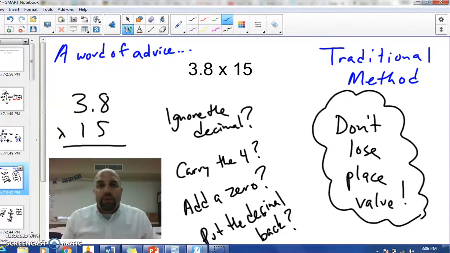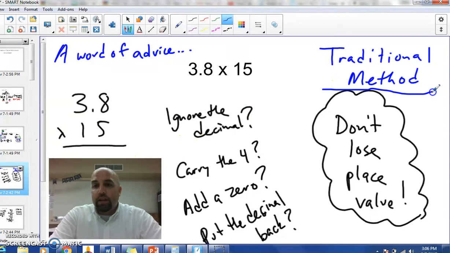Once all the multiplication was done, students said, well, now I'm going to put the decimal back. What? Put the decimal back where? What does that really mean? So my advice to you is this. When you are discussing the traditional method, do not lose place value. Place value is super, super important. Let me explain what I mean here.